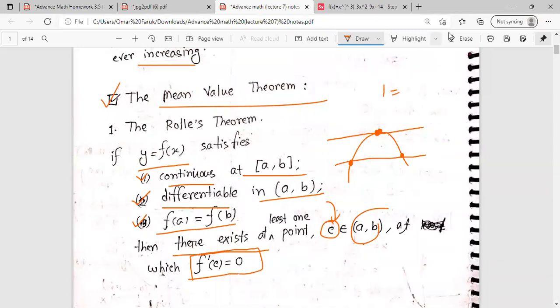Derivative means tangent line, and tangent line means the slope. I already told you so many times in previous lectures. The slope at a specific point: our point is c, so the slope at this point c will be 0, that means m will be 0.